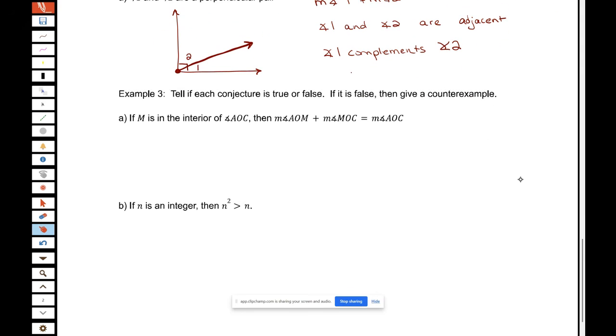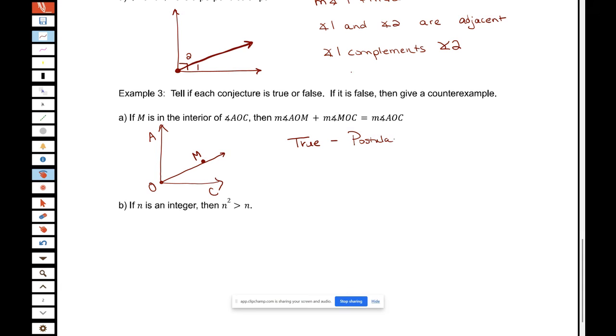All right, and the third and final example, tell if the conjecture is true or false. If it is false, you have to give a counterexample. All right, it says M is in the interior of angle AOC. So there we go. And M is somewhere in the interior, so I'm going to put it there and draw the ray. Does that mean that the measure of angle AOM plus MOC is going to add up to AOC? Absolutely, that's true. That's angle addition postulate. So we know that the two parts add up to the whole.